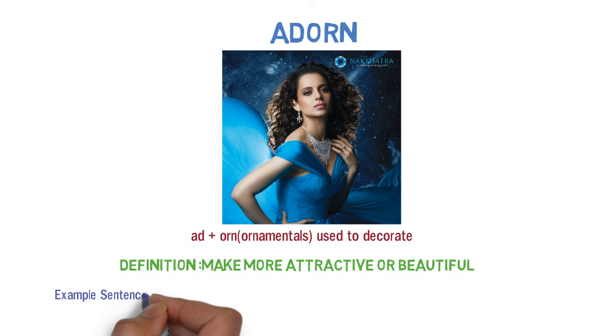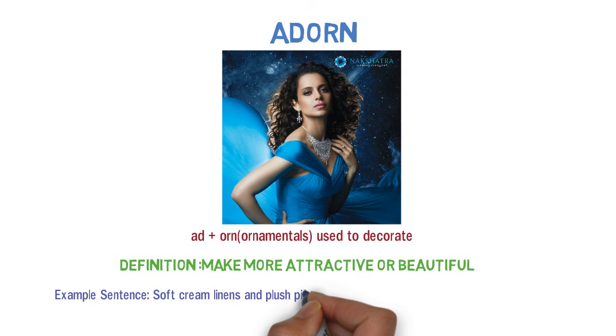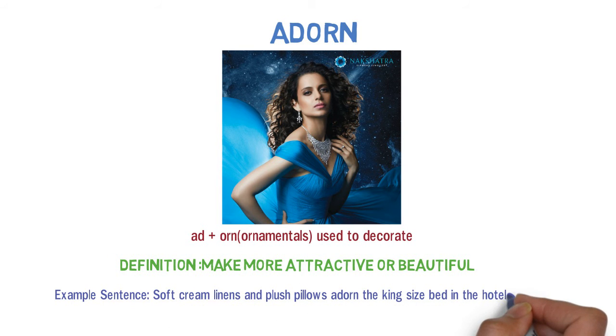And the example sentence is, soft cream linens and plush pillows adorn the king size bed in the hotel's master suite. It means the soft cream bed sheets and the very soft pillows adorn the king size bed, meaning they added to the beauty of the king size bed in the hotel master suite.